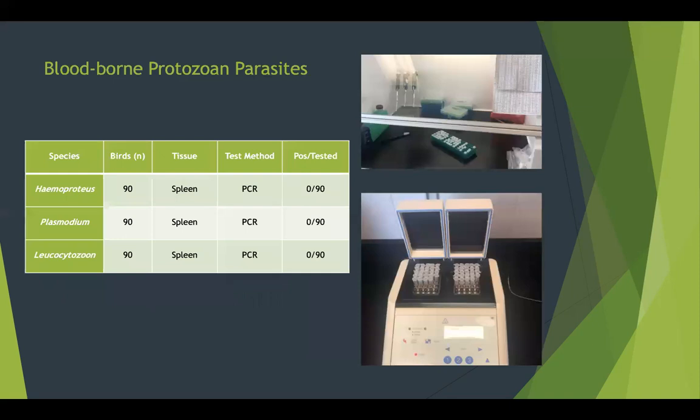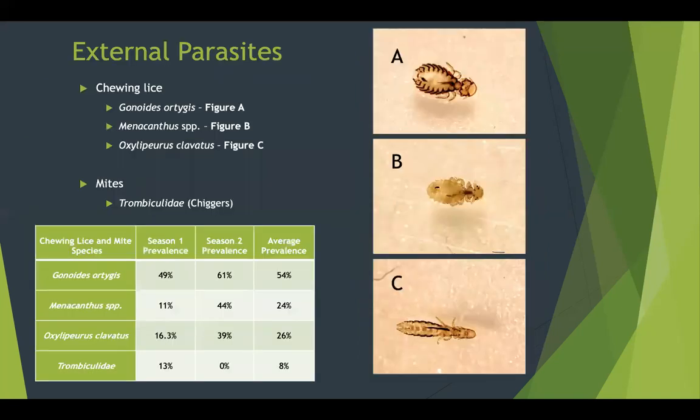So the first thing that we screened for were blood-borne protozoan parasites. So Hemoproteus, Plasmodium, leukocytozoans. Of the 90 birds caught in 2019, 0 tested positive for anything. And we determined this through PCR using DNA extraction of spleen. In some literature, there is implied health implications of Hemoproteus, Plasmodium, and leukocytozoan infections. So it's something that we keep an open mind and look for.